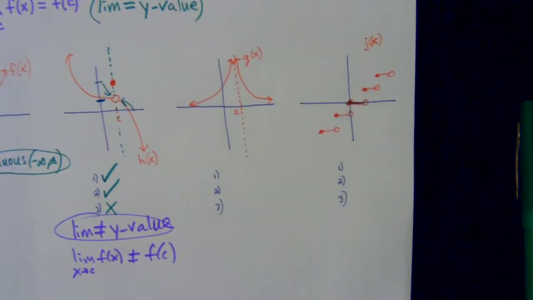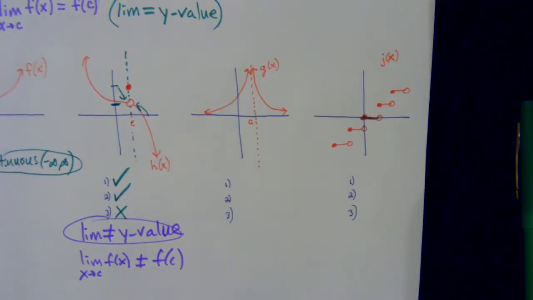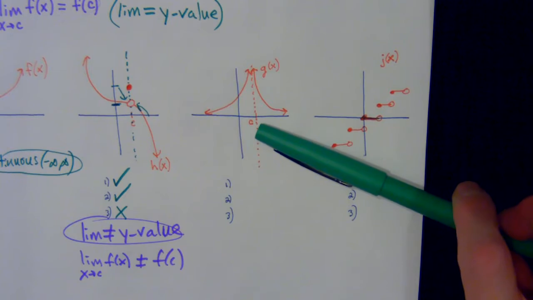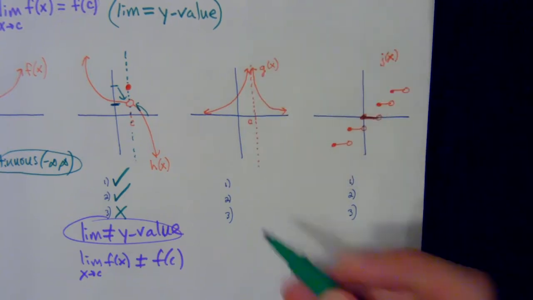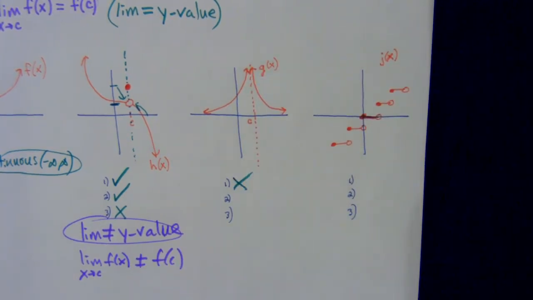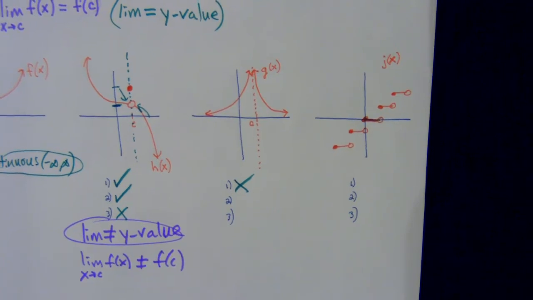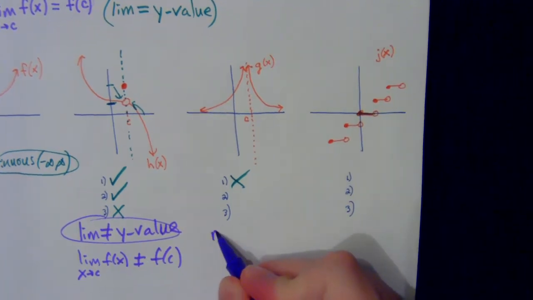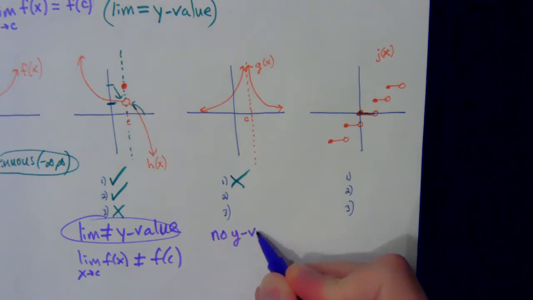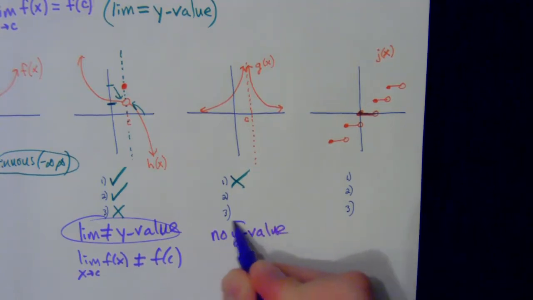Going to the next graph, if I say, okay, at x equals c, do we have a y value? No, there's a vertical asymptote right there. There is no y value. So if I say, why is this graph not continuous? You can just put, there's no y value at that x equals c.